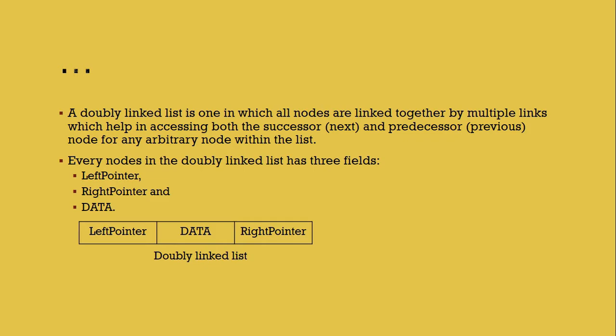So the difference between single linked list and double linked list is in single linked list there is only one pointer which helps you to move forward, whereas in double linked list there are two pointers, left pointer and right pointer, or next pointer and previous pointer, which helps you to move forward and in backward directions. So this is how you can represent double linked list.